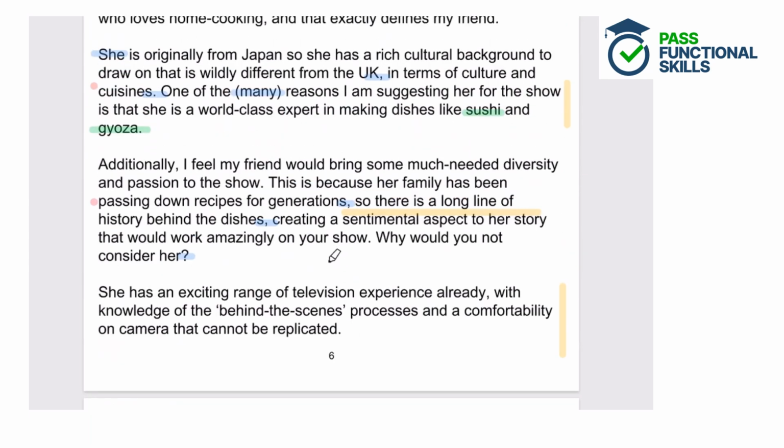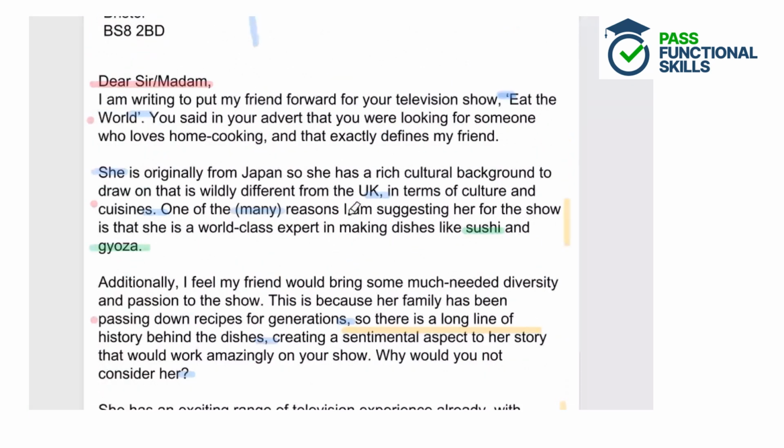You could also include a range of other organisational features to show the examiner that you know how to organise your writing effectively. So for example, you could use a bullet point list to explain the different types of dishes that your friend knows how to create.